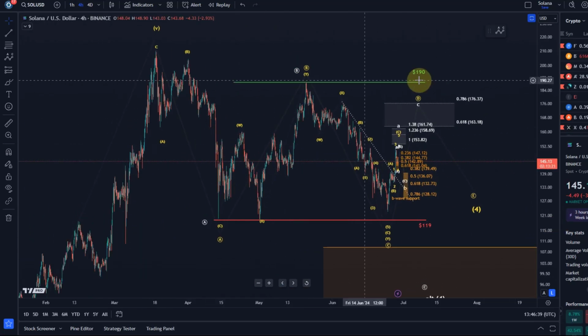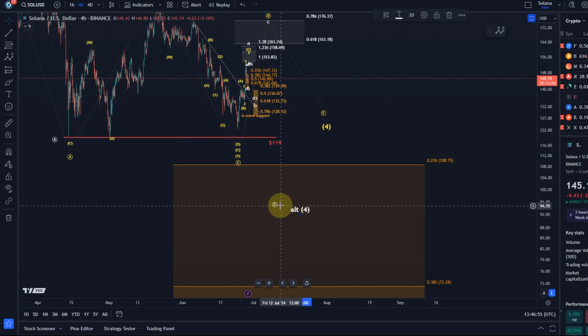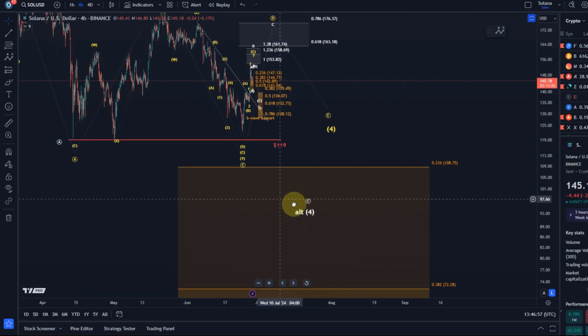So this is a simple range between $119 and $190. Certainly not easy for trading. This is not a clear trend at the moment. This is actually a counter trend move, either as a sideways correction or a larger wave 4 correction, which could go a little bit lower.